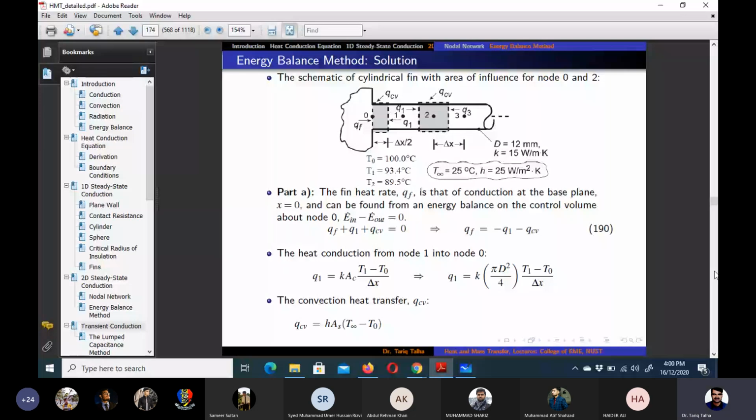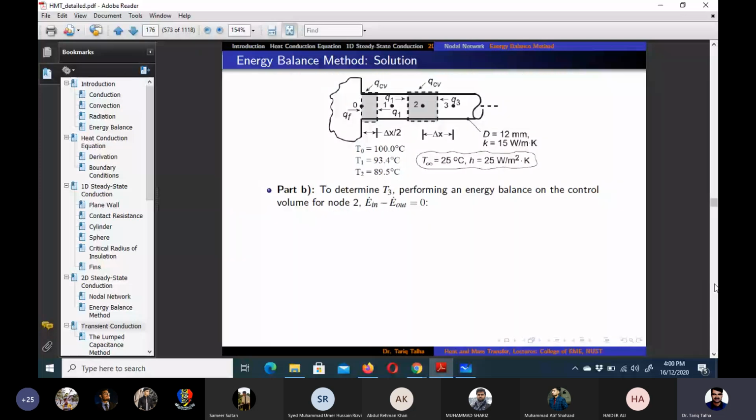So now if we apply the energy balance for this, again we can write the energy balance. QCV is the Q convection, which is this here where the mouse cursor is, and then Q1 is the heat which is coming from node 1 into node 2, because 2 is the principal node. So all the heat we would take to come inside this node, and then another heat would be coming into node 2 from node 3 by conduction. So QCV is the convection heat transfer, Q1 and Q3 are conduction heat transfer.